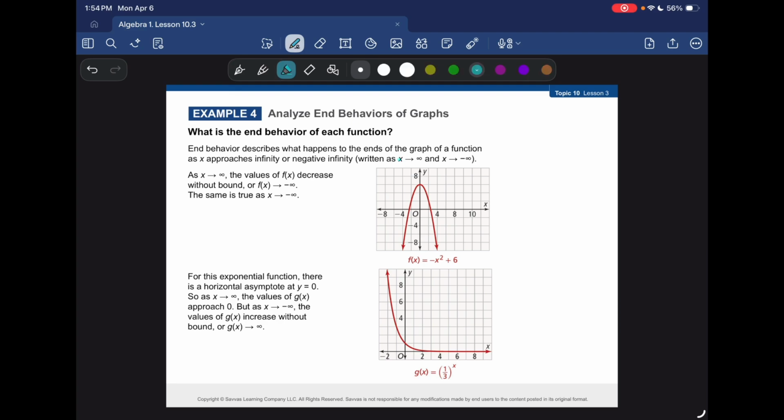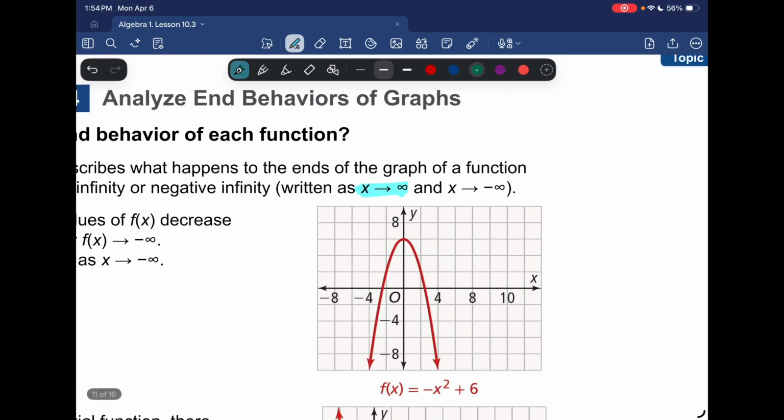Okay, as x, that arrow means approaches. So as x approaches positive infinity, that means as I am moving to the right, what's happening to the graph? And the next part is saying as x approaches, remember that arrow means approaches, negative infinity, what's happening? Well, negative infinity means we're moving to the left. Okay, so that's what that notation means. As the input approaches either positive or negative infinity, what is happening to the graph?